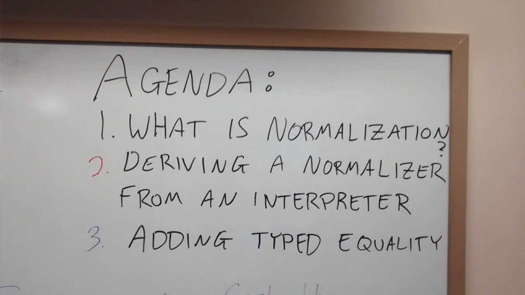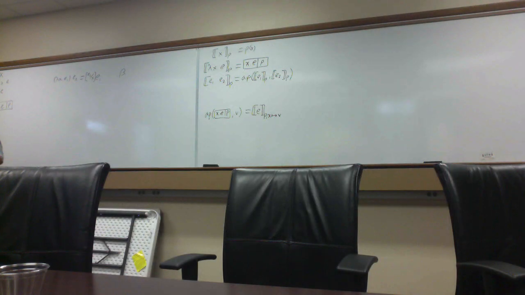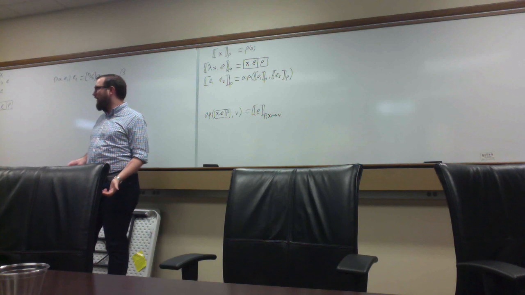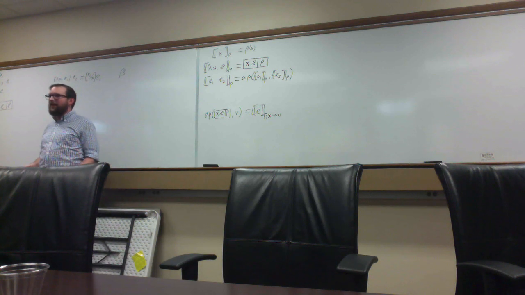Normalization by evaluation is a fancy way of saying we're going to start with an interpreter for untyped lambda calculus and build it up to a machine that can decide whether two typed lambda calculus terms are equivalent, in a way that I'll talk about in a little bit.